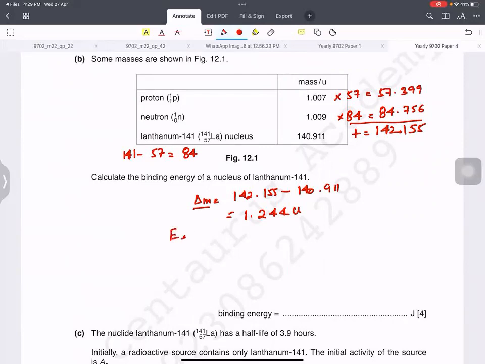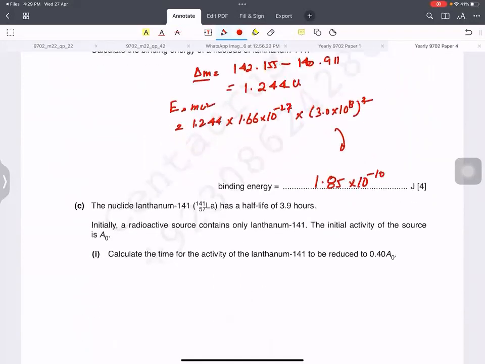Okay, energy equals to mc square. 1.244 times 1.66 times 10 raised to minus 27. U ki value maine hatai, theek hai, 3.0 times 10 raised to 8 all square. Answer please. 149.85 times 10 to the power negative 10. Okay, good. All right. So that's good.